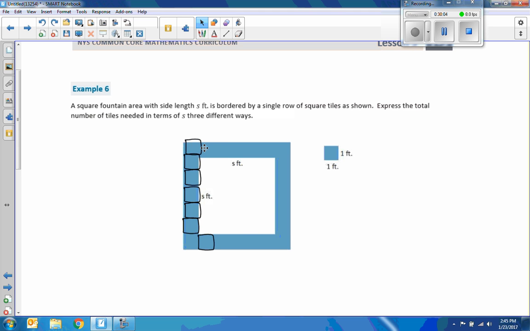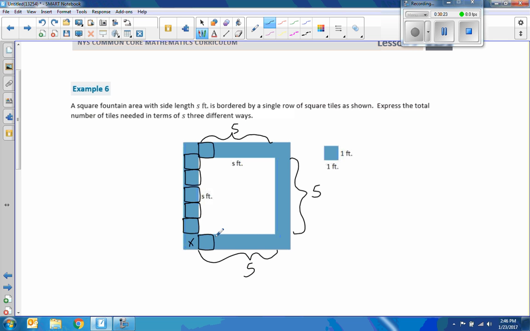So you have to take into consideration one other thing. So if I have 5 here, then I would have 5 here. And I'd have 5 here. I'd have 5 here. But that does not account for my corners. So in all actuality, I'd have 5, 10, 15, 20 plus these 4.